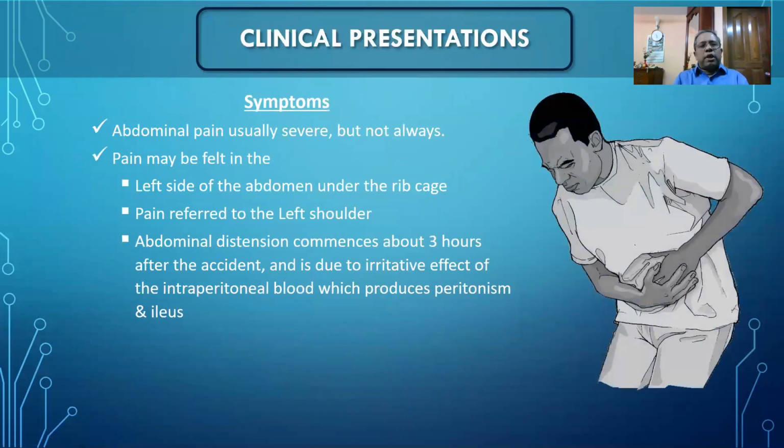So what about the symptoms? The symptom is abdominal pain, usually severe, but not always. Pain may be felt in the left side of the abdomen under the ribcage. Pain is referred to the left shoulder, which is a very important thing. Pain is referred to the left shoulder because the splenic injury causes bleeding that irritates the diaphragm, so the phrenic nerve refers pain to the shoulder, which is the left shoulder. Abdominal distension does not commence immediately. It takes time, about 3 hours after the accident, and is due to the irritative effect of intraperitoneal blood, which produces peritonism and ileus.